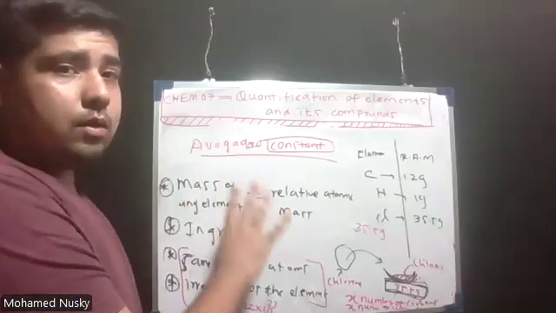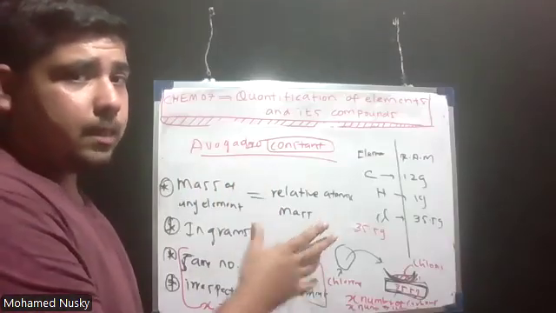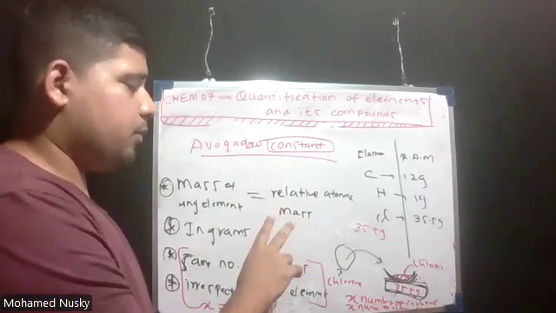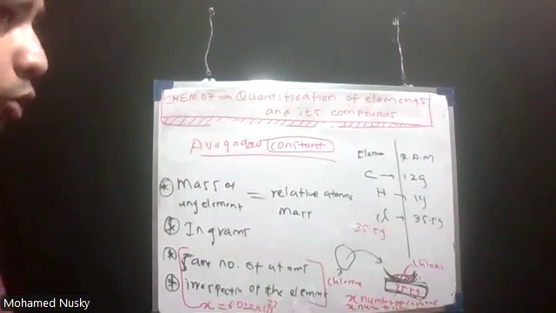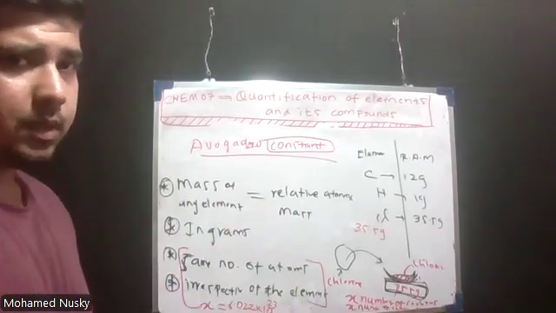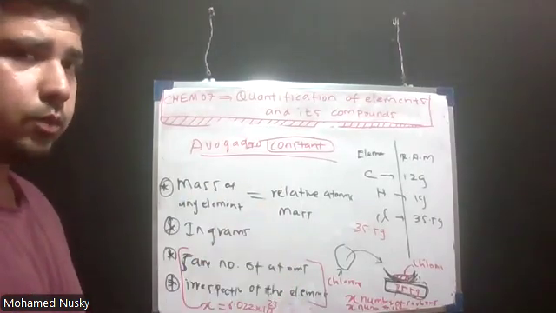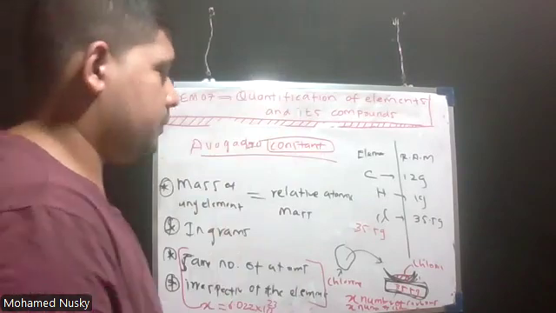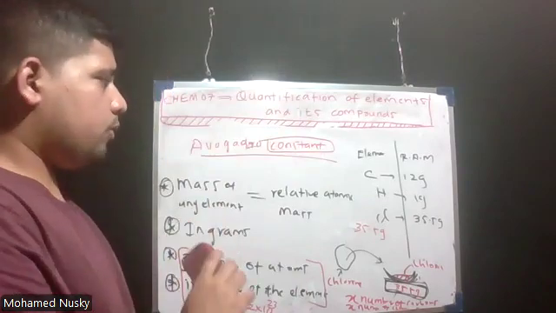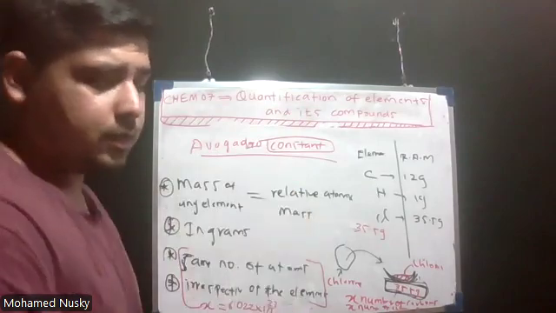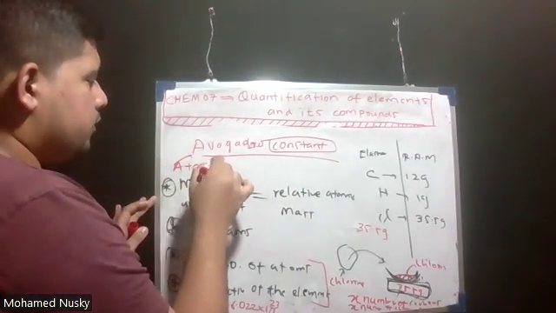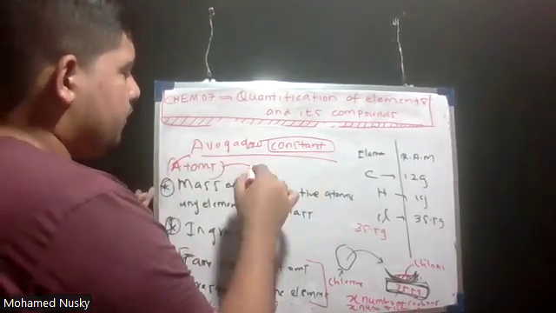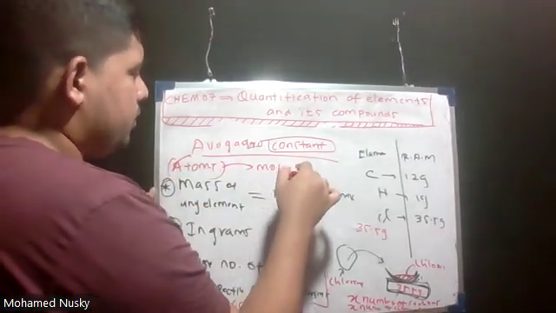Now I gave you this example for atoms. This is the same concept for molecules. You know what is atom, what is element, what is molecule, what is compound, discussed in the previous video. So this is for atoms. I have given this example for atoms. Now let's see for molecules.